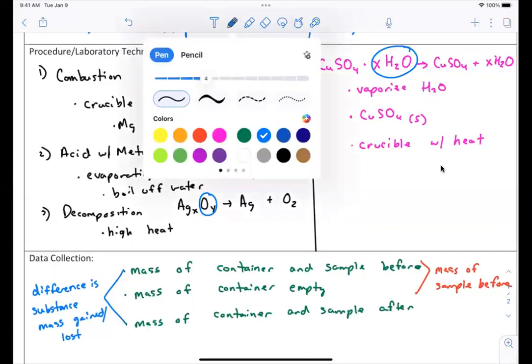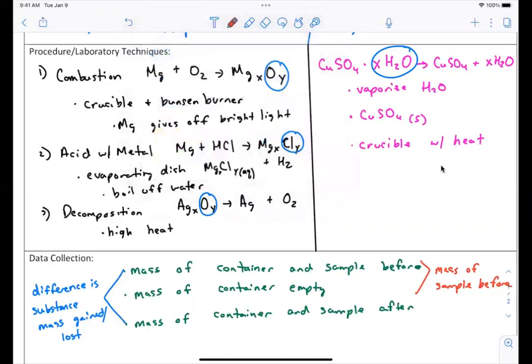In the mass before, I guess I would say, since we're doing this, the mass before would be the mg. The mass before would be all of this. Does that make sense? Questions about that? Because that's the data that we're going to need for this reaction. Okay.